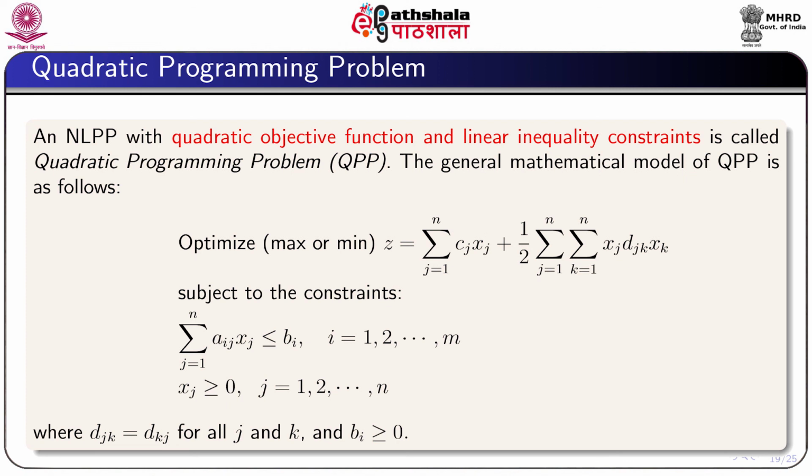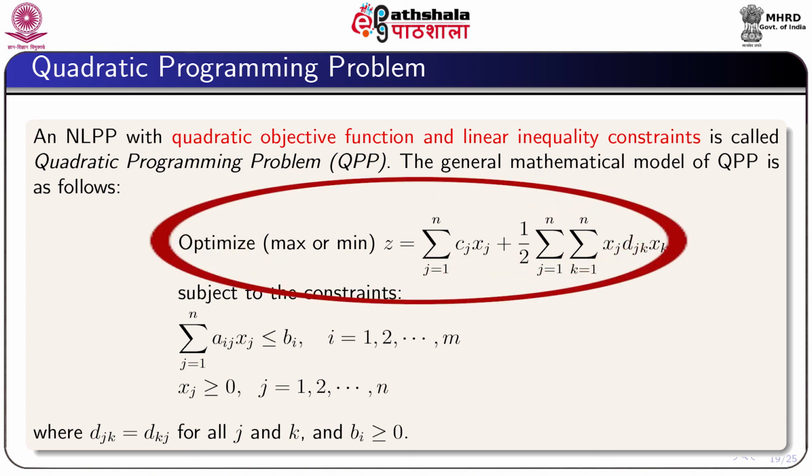Consider an NLPP with quadratic objective function and linear inequality constraints. Such an NLPP is called a quadratic programming problem. The general mathematical model for QPP is as follows.